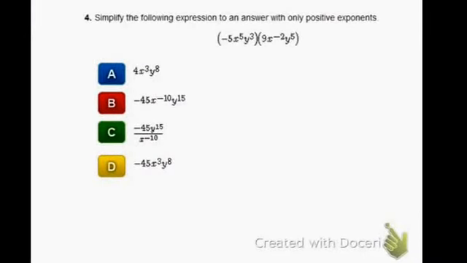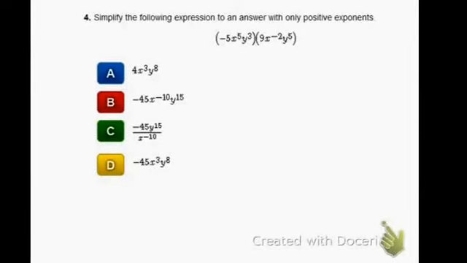Number 5. Simplify the following expression to an answer with only positive exponents. Now this problem is asking me to multiply. So I'm going to multiply the coefficients. Negative 5 times 9 is negative 45. So that would automatically eliminate choice A.